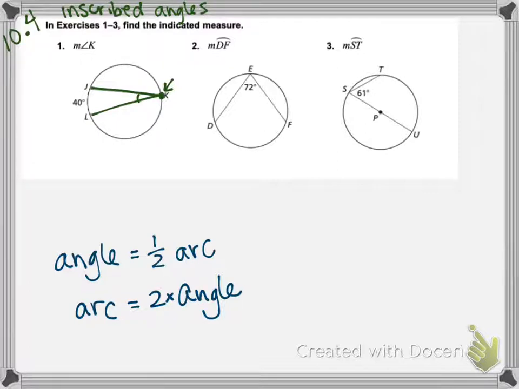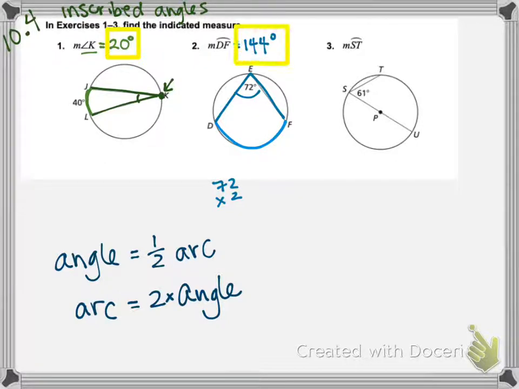So in our first, we want to find the measure of angle K, which is right here. We are given the intercepted arc is 40, so the angle is half the arc, so the angle will be 20 degrees. In the second, it wants us to find DF, which is the arc for the angle 72 degrees. So the angle is half the arc, so the arc is double the angle. So we're going to do 72 times 2, which is 144 degrees.